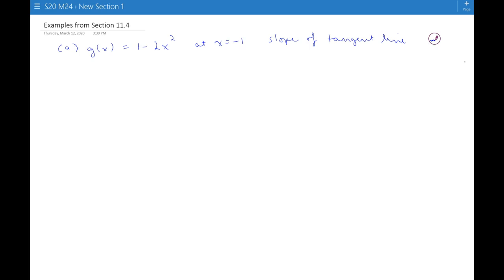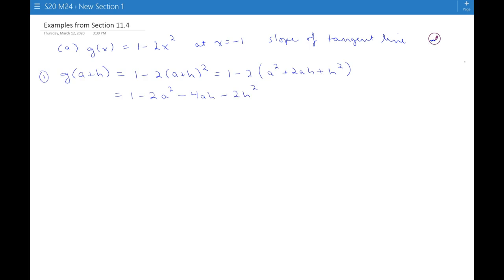So this is a multi-step process. You can combine some steps if you're confident and comfortable doing that. I'm going to do it step by step. So I need g of a plus h. So I put a plus h everywhere x is. So that's going to be 1 minus 2 times a squared plus 2ah plus h squared, because we've done this a lot of times now. And then we're going to distribute the -2, so 1 minus 2a squared minus 4ah minus 2h squared.